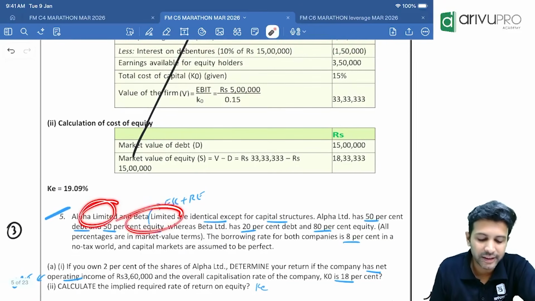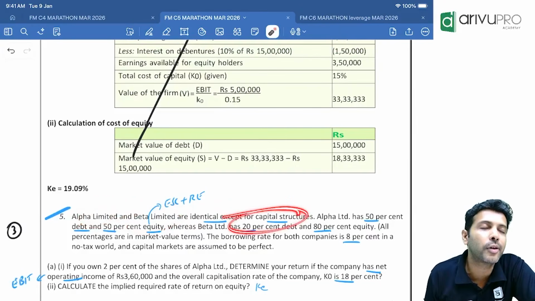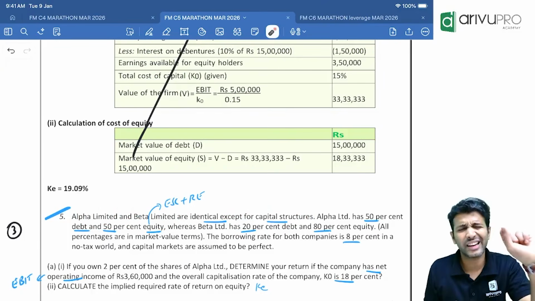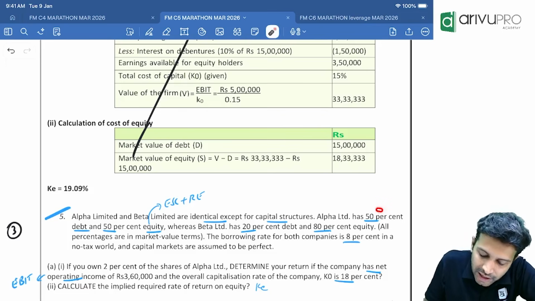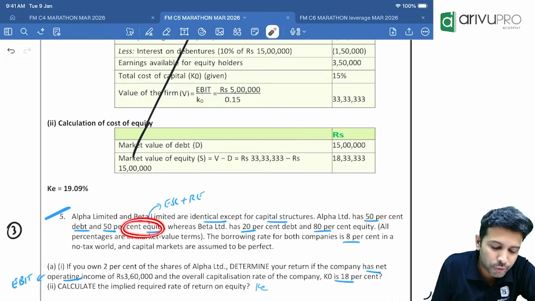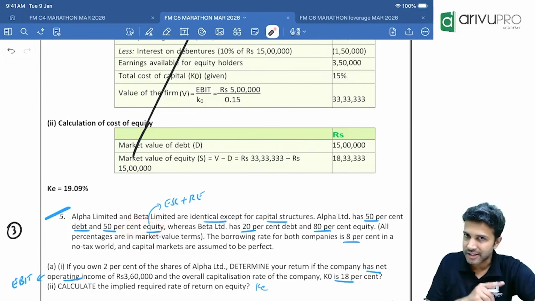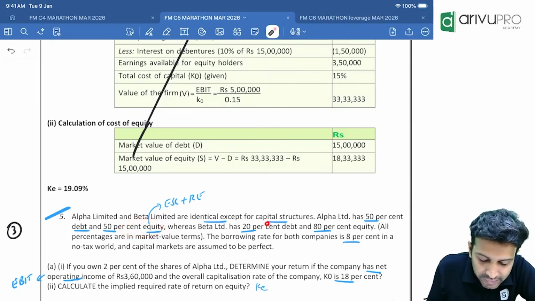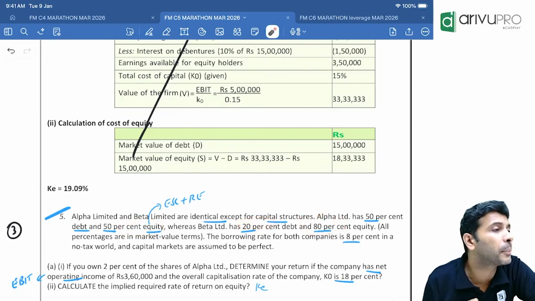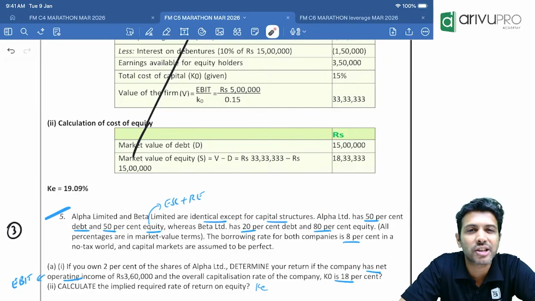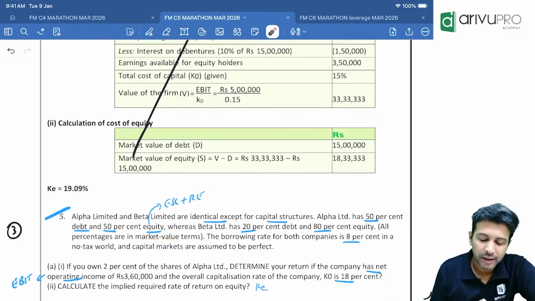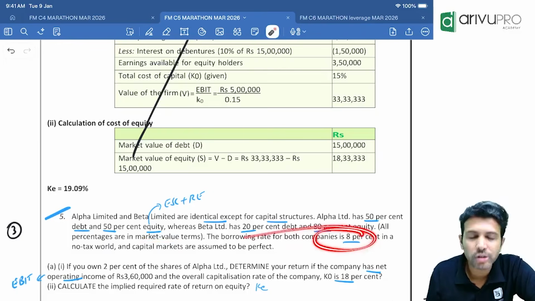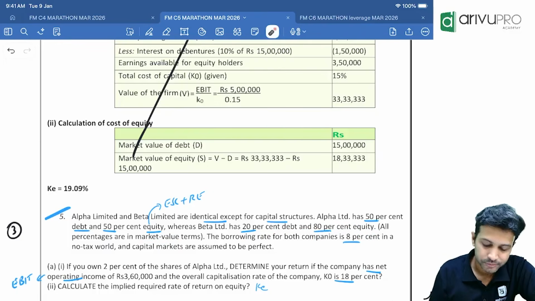Okay, look at this. Alpha Limited, Beta Limited are identical except for capital structure. Only their capital structure is different. Other than that, they are all the same. Alpha has 50% debt, 50% equity. Beta has 20% debt to 80% equity. Only their capital structure is different, rest everything is the same. All percentages are in market value terms. Borrowing rate for both companies is 8%. In a no tax world, tax is not there.